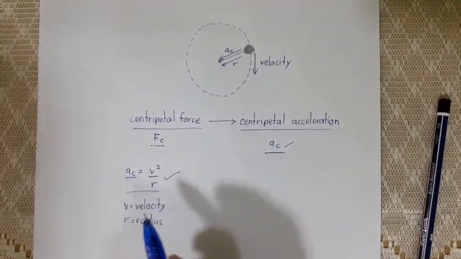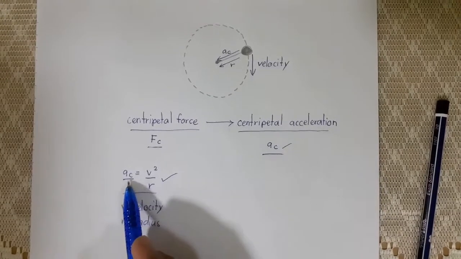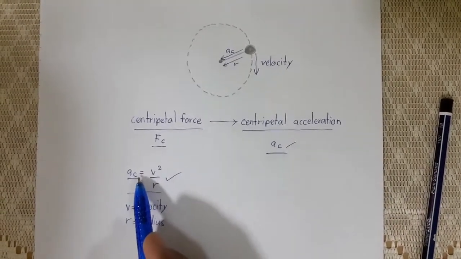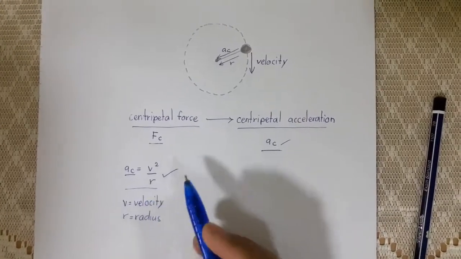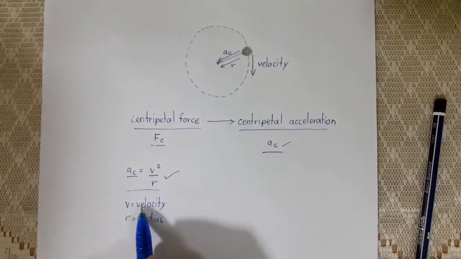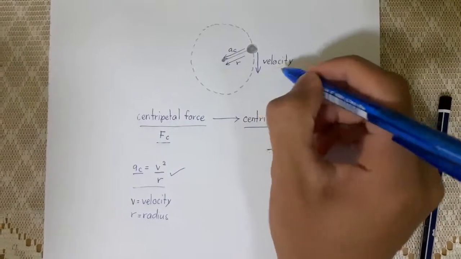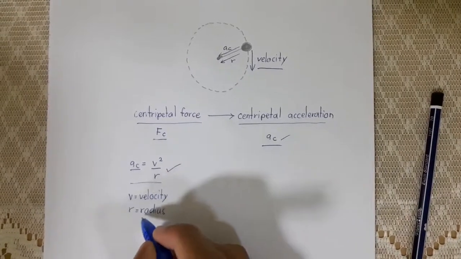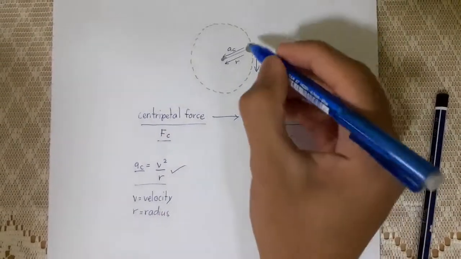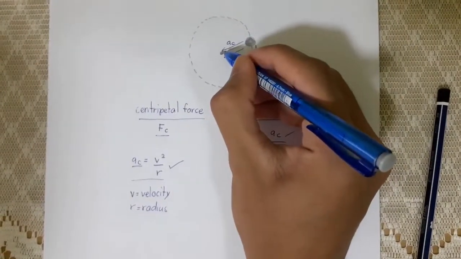To find centripetal acceleration, we will use this formula. The formula is AC, which is centripetal acceleration, equals V divided by R. V stands for velocity, which is the velocity of the ball, while R stands for radius. Radius means the distance between the ball and the center of the circle.